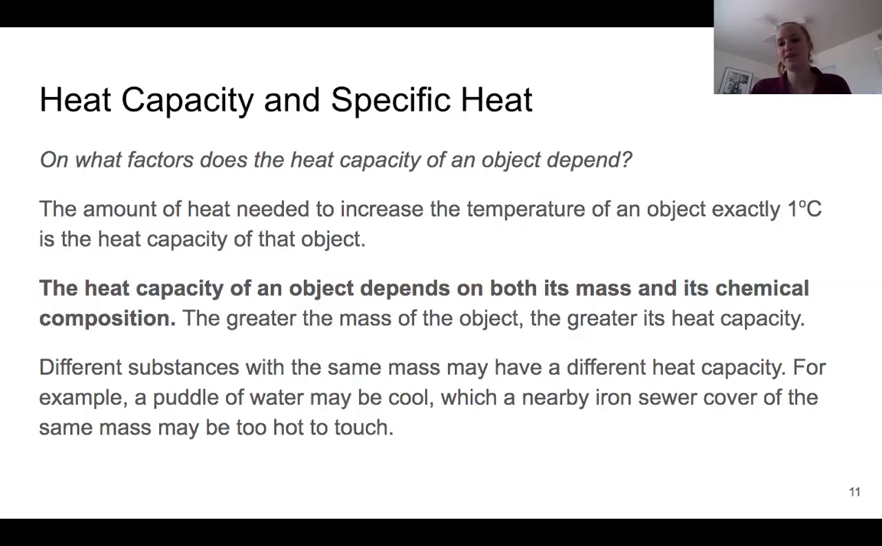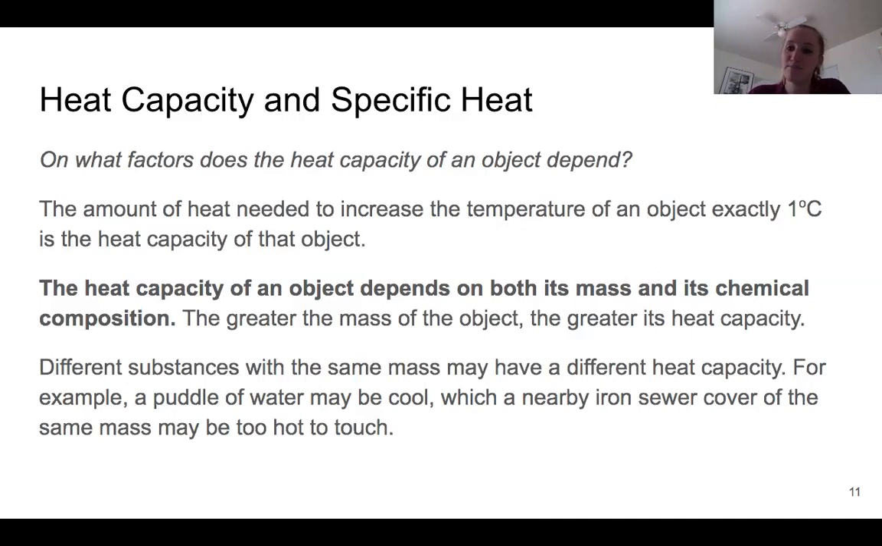So there are a couple things that can affect the heat capacity of an object. It depends on its mass. So the bigger the object is, the more heat it's going to need to change, and also its chemical composition, which we'll see in the next slide. So of course, let's say for example, how many of you guys have ever gone to your car and accidentally touched the buckle of your seatbelt and it hurts really bad, right? It's very hot, okay?